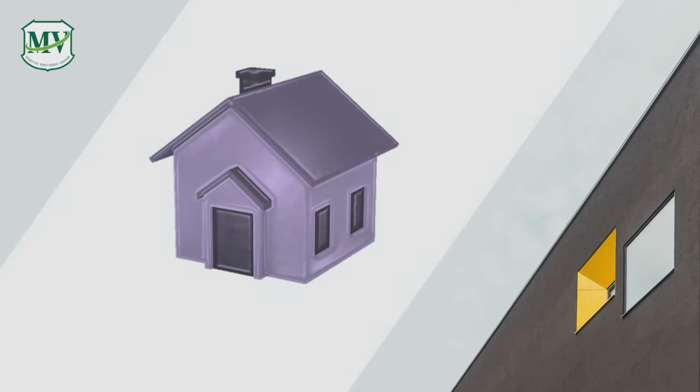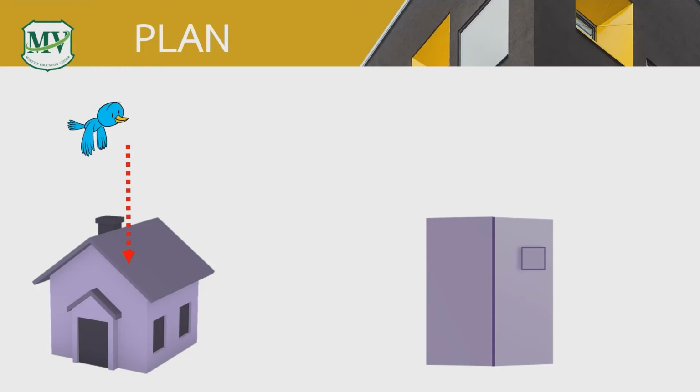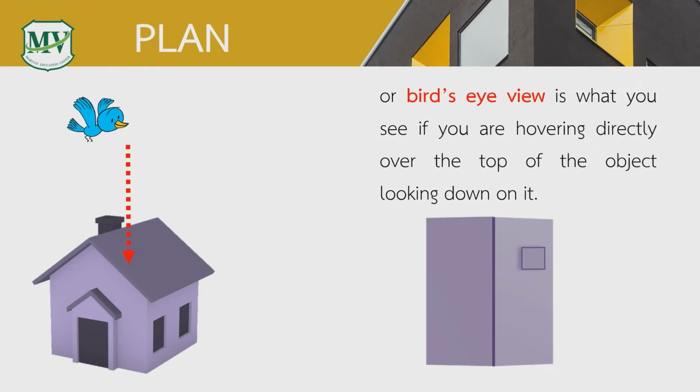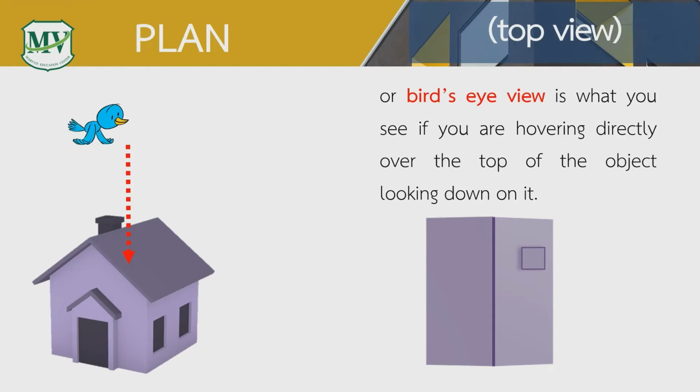Now, let's learn what a plan, front elevation, and side elevation are using this figure. The first thing that we are going to know is what a plan is. A plan is what we call a bird's eye view. It is what you see if you are hovering directly over the top of the object, looking down on it. Sometimes it is called a top view.